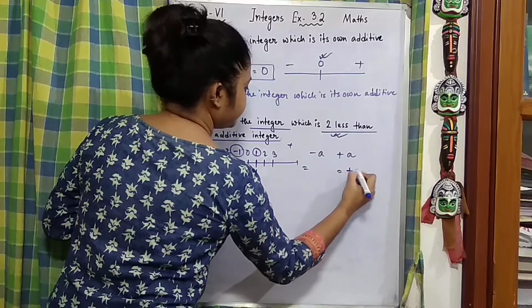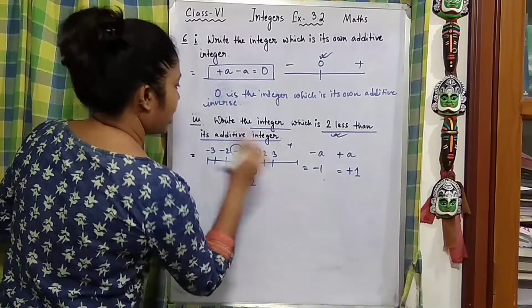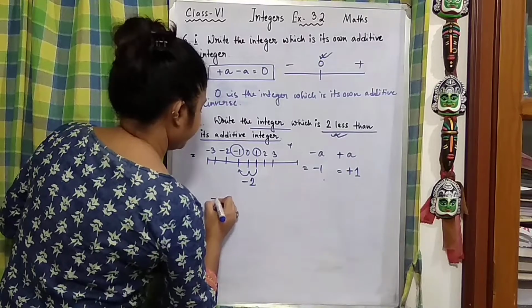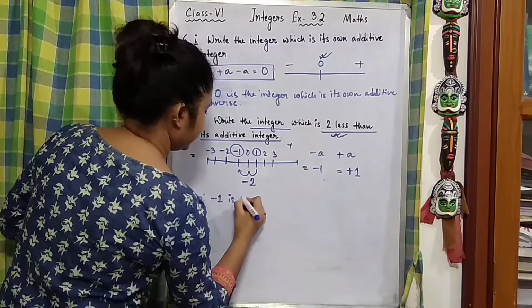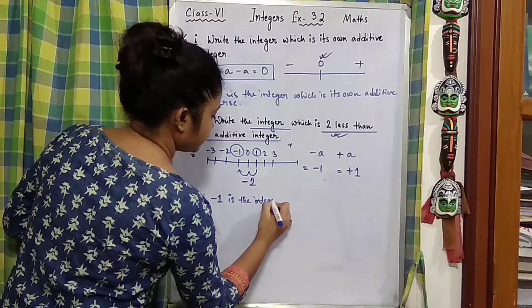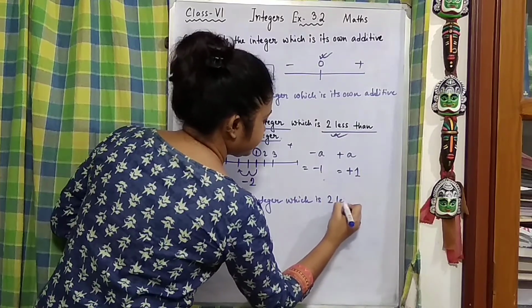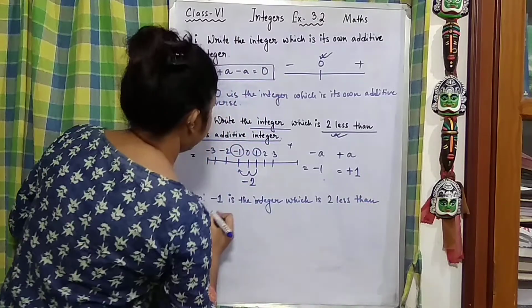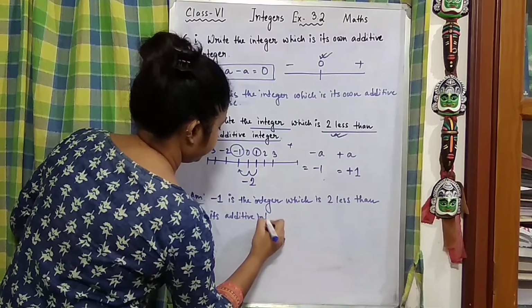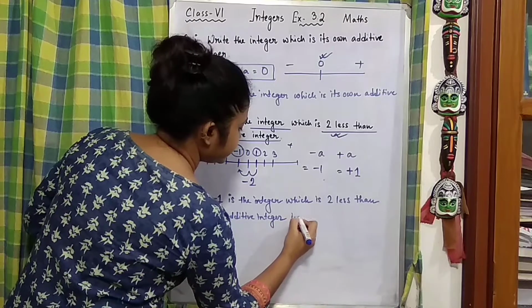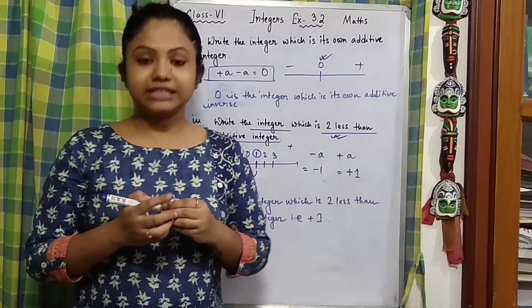So we can say that -1 is the integer which is 2 less than its additive integer, that is, +1.